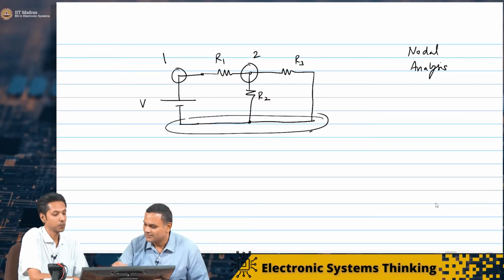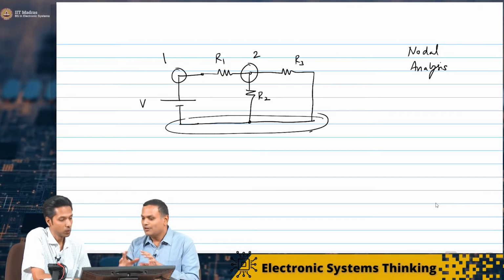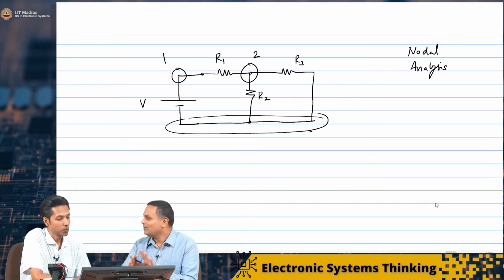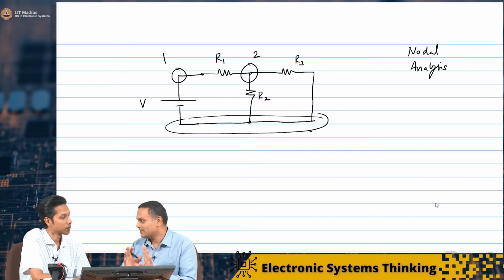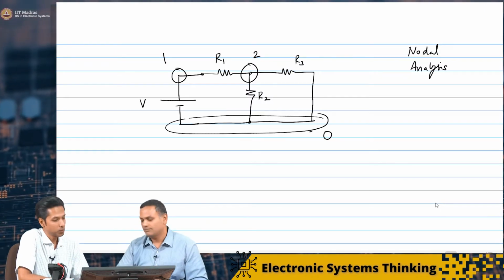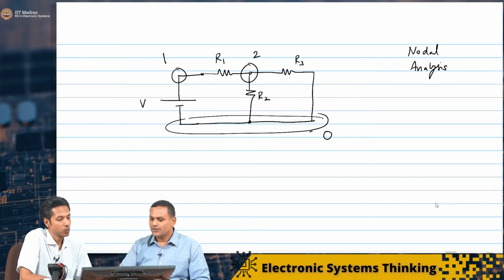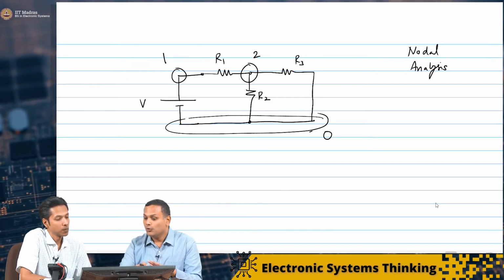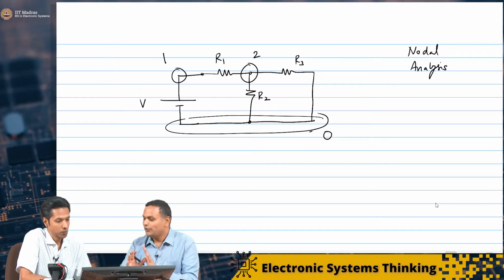So this is the third node, but normally for nodal analysis, we will take one node as a reference point. In fact, I am going to call this node 0. Node 0. Now at nodes 1 and 2, we are going to do something special.